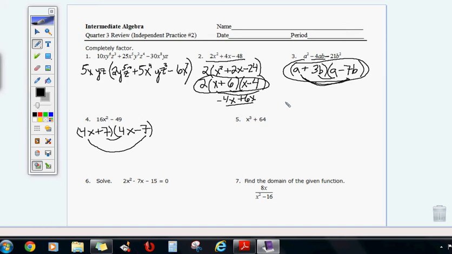Now this is the one we got to slow down on, SDAP, yo. The SDAP is just for the signage. Okay, so you do have to recognize that it's a sum of cubes. So that's going to be a binomial times a trinomial. And we're going to SDAP, yo. So that means same, different, always positive.